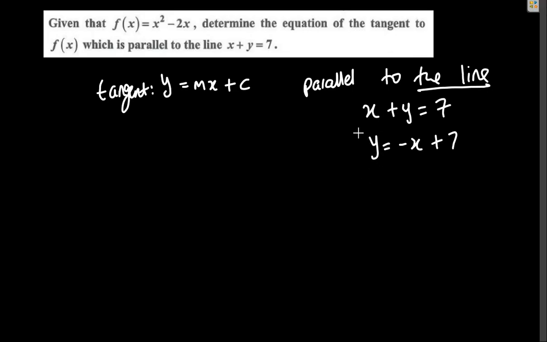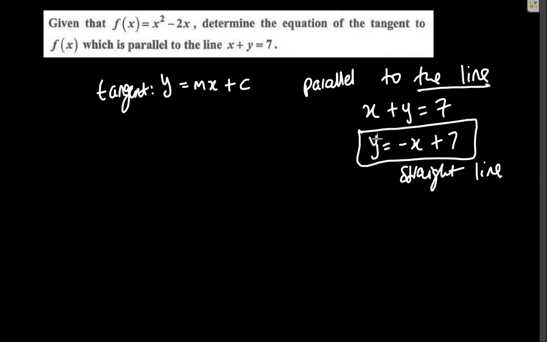So we have two lines. This is a straight line, and our tangent is also a straight line. Now, they are saying, what is the equation of the tangent which is parallel to this line here that has this equation? How can that be possible?